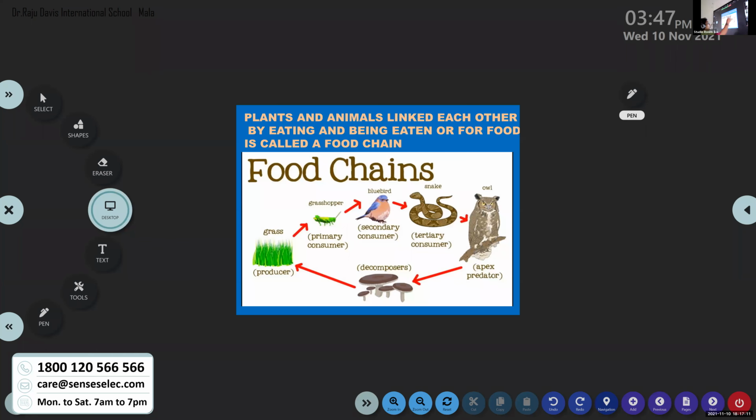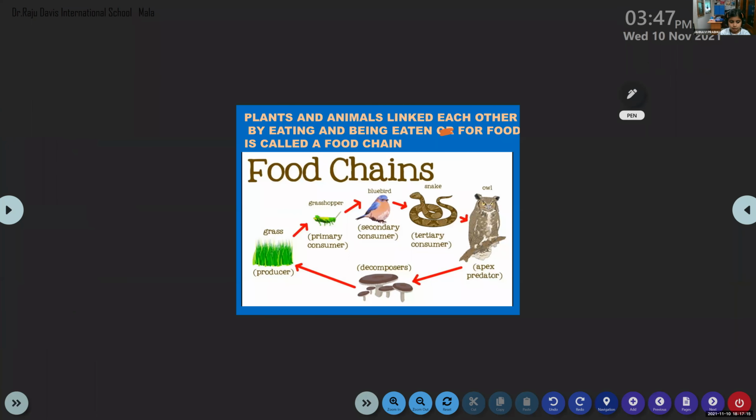So what is a food cycle or food web? Plants and animals link to each other by eating and being eaten for food. This is called a food chain. Okay, so I will just continue with the first food chain we discussed.